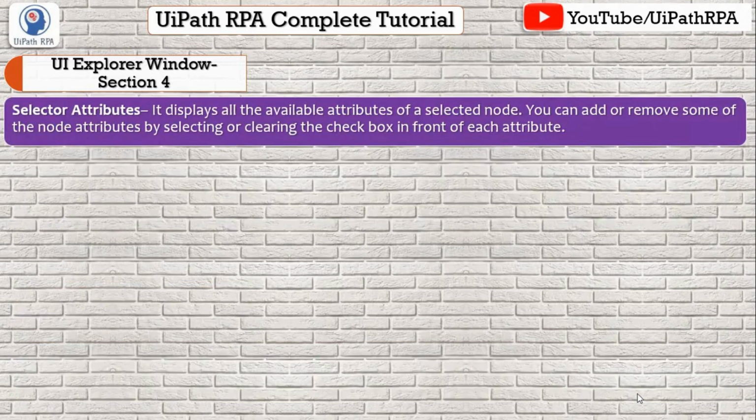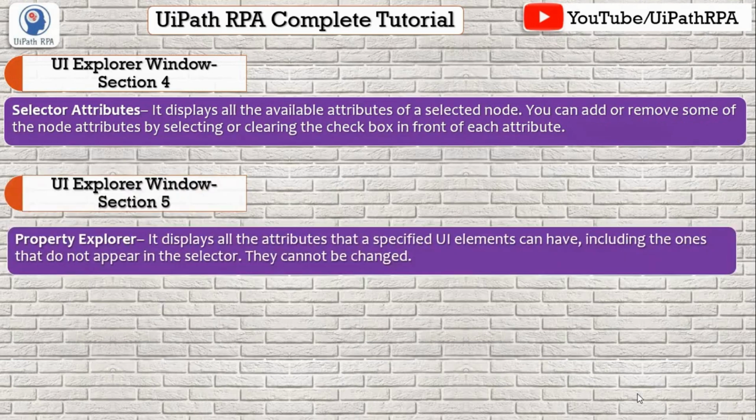Now the fourth section, that is selector attributes. It displays all the available attributes of a selector node. You can add or remove some of the node attributes by selecting or clearing the checkbox in front of each attributes. And fifth one is property explorer.